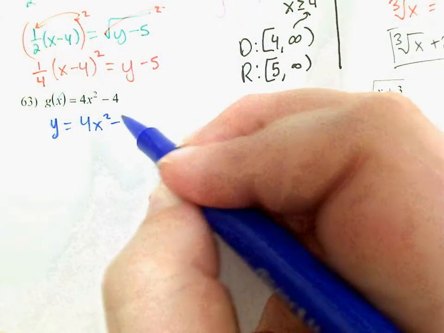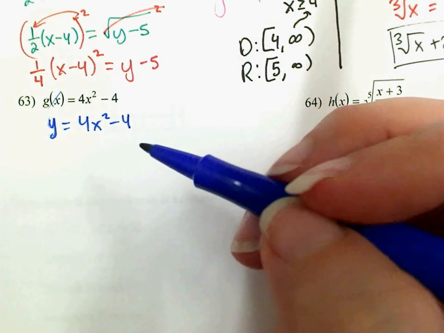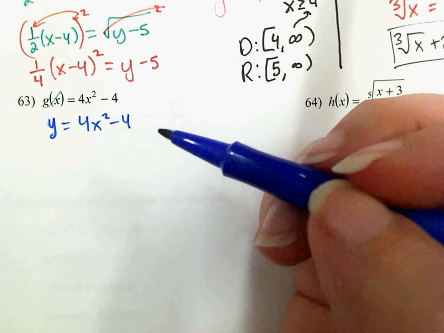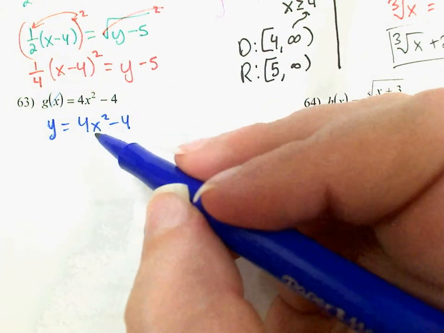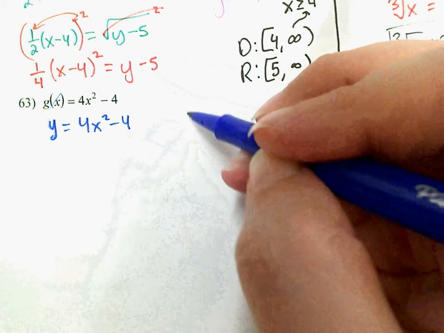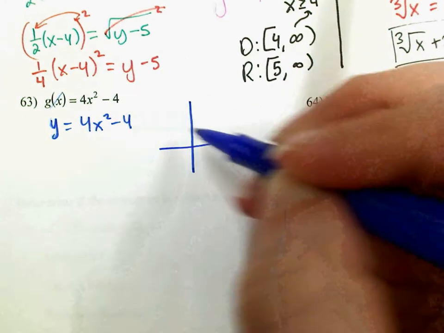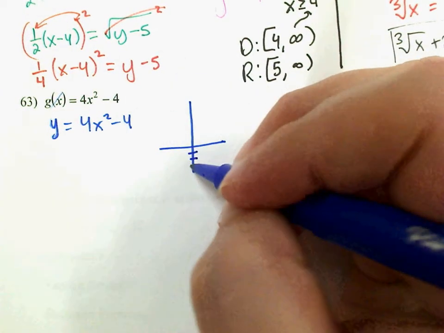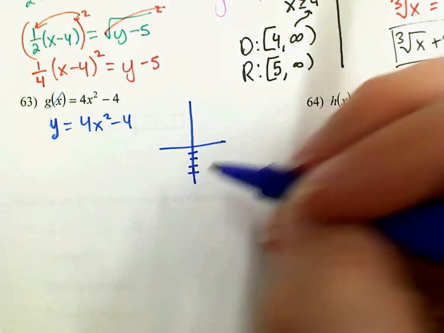Does this move left or right any? If I go ahead and sketch it, it does not, because it doesn't have anything plus or minus inside with the x, right? Does it move up or down any? Down 4, and the 4 in the front is a what? Vertical stretch. So go ahead and sketch your parabola.